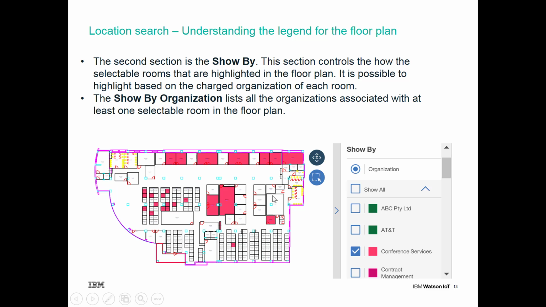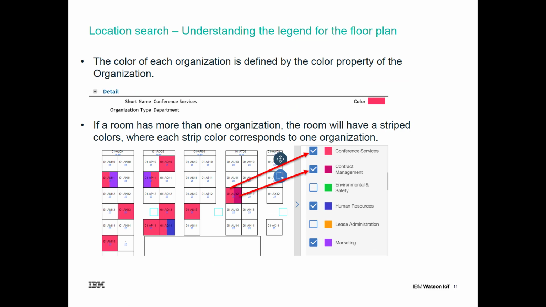The second section on the graphic legend controls which spaces are highlighted in the graphic. The highlighted space denotes the organizations associated with each space. The user can select one or more organizations that he wants to see highlighted on the graphic. Each organization has a color, and that color is defined by the color attribute of the organization. If the user wants to change that color, he can edit the organization and change the color property in the organization form.